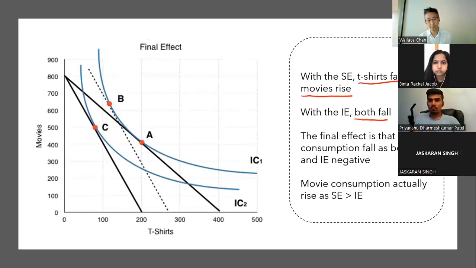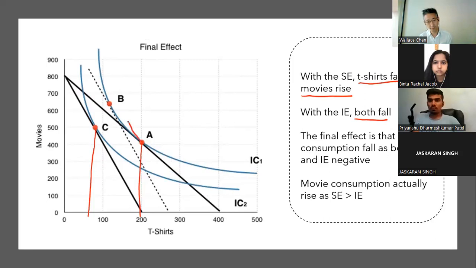So when you compare A to C, you will see that your t-shirts overall are going down. Why? Because the substitution effect is negative, decreasing it, and the income effect is decreasing it as well. In terms of movies, the substitution effect increased it, but the income effect decreased it.